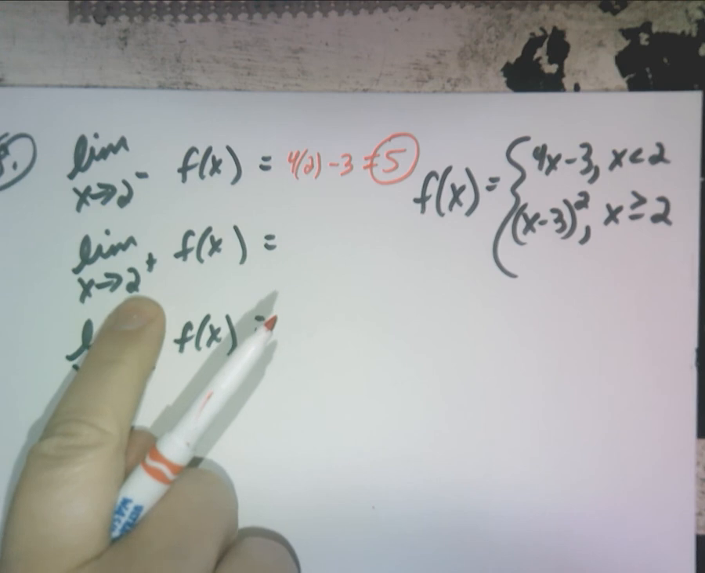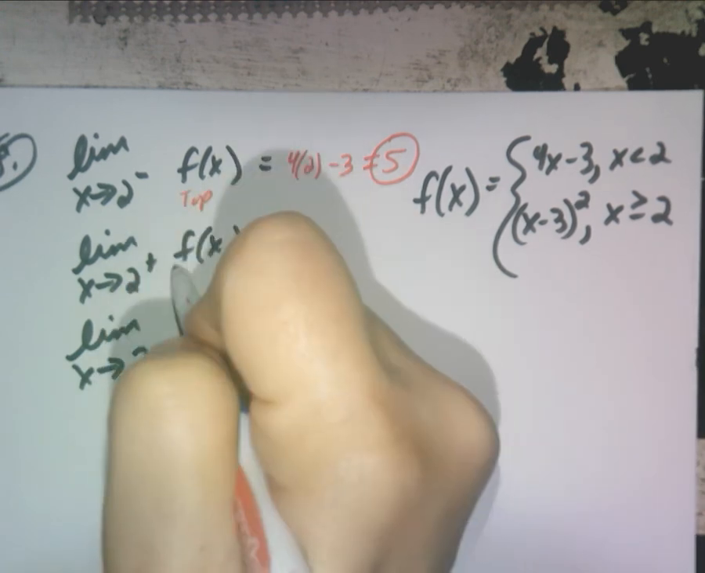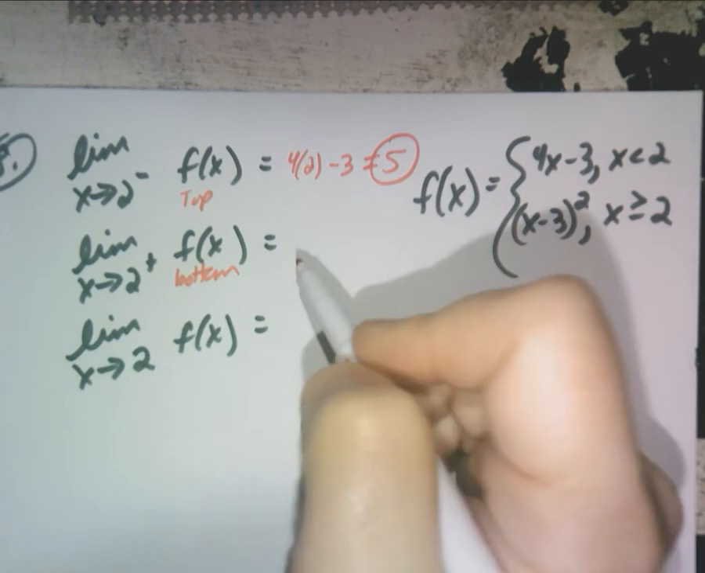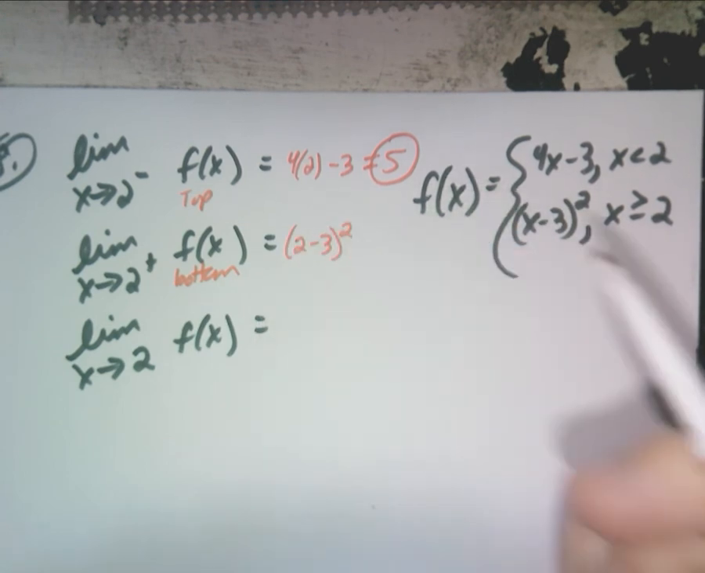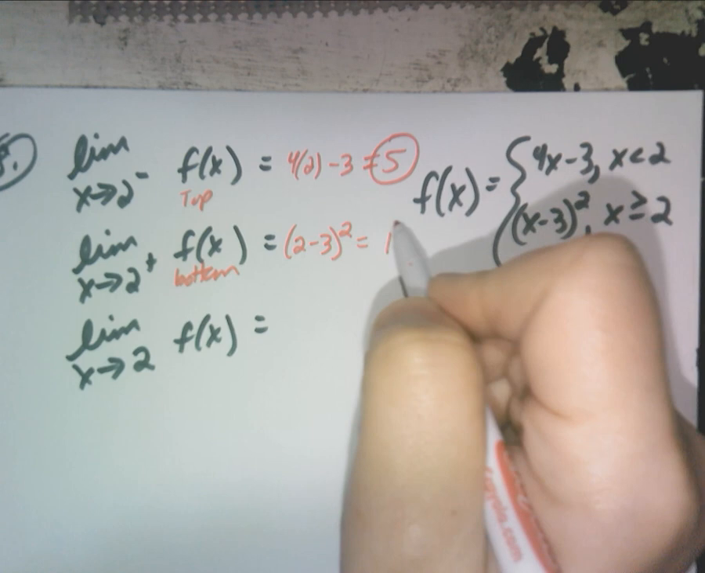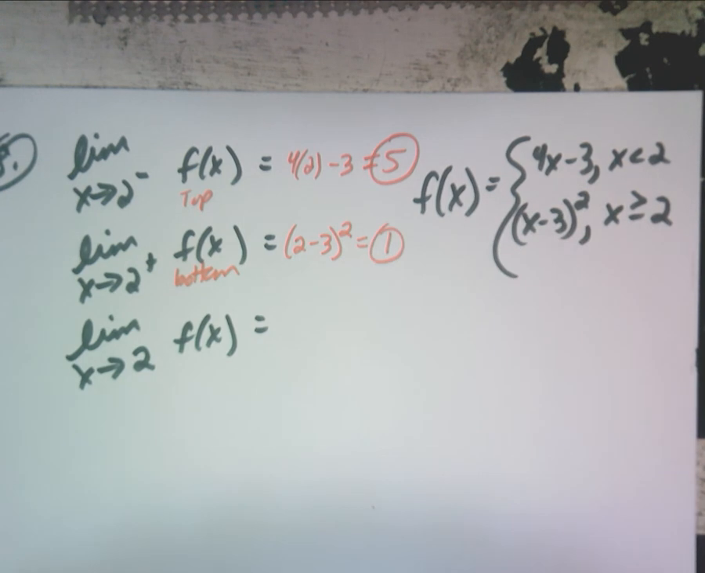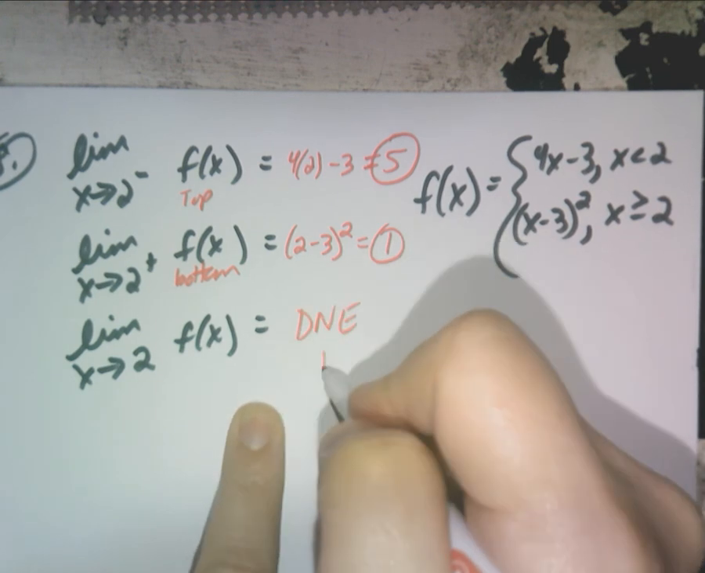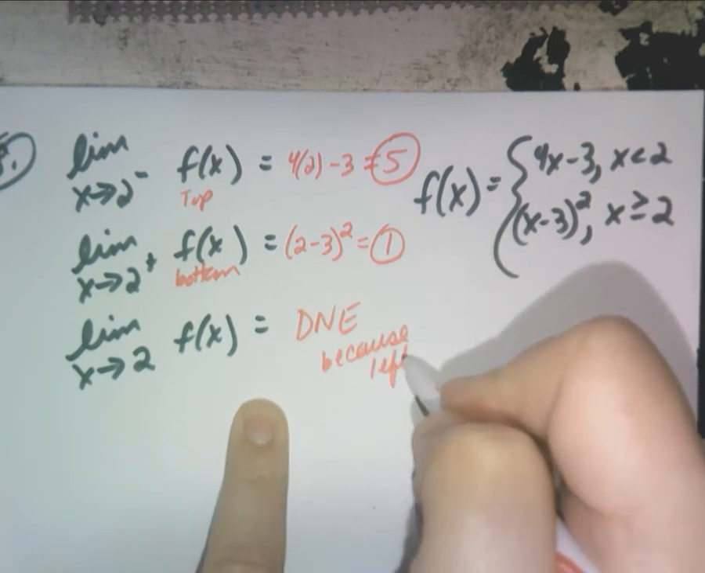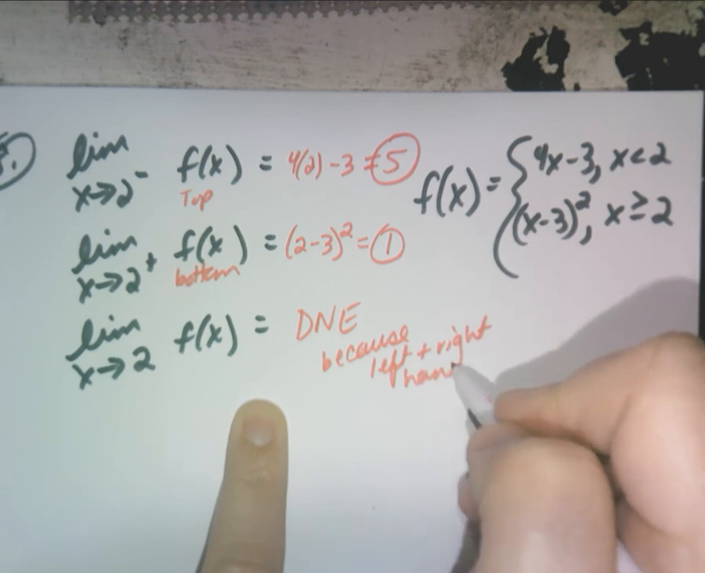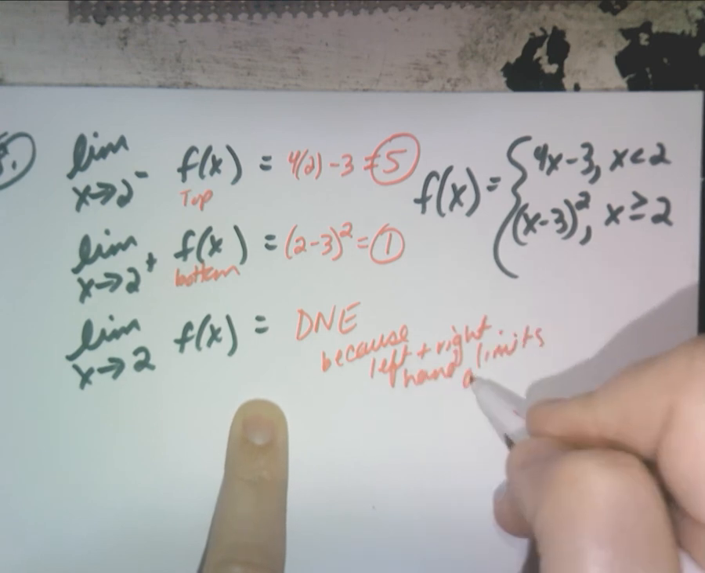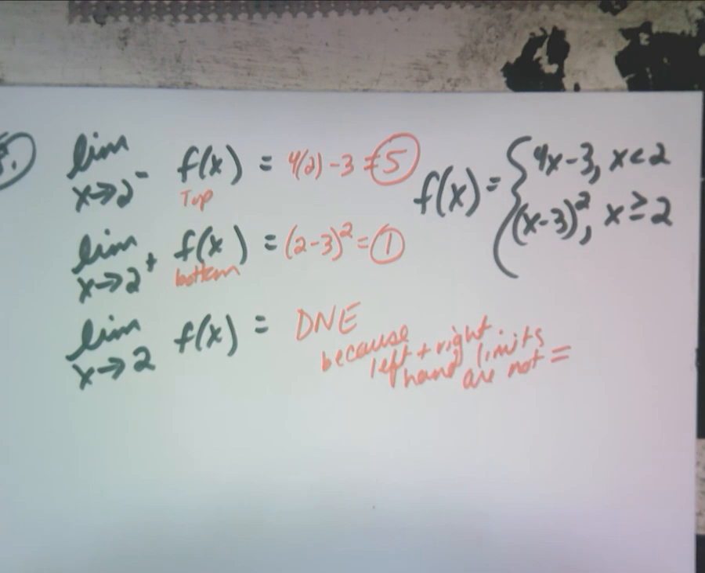From the right, you would plug it into the bottom, right? So this was in the top. This goes to the bottom. So I would get 2 minus 3 squared, which is what? 1. And this is an answer to Liam's question before. What if I had just written the limit as x approaches 2? What would you write here? Why DNE? Correct. DNE, because the left and right hand limits are not equal. Okay, so there's an example of where you do have a DNE and it does occur.